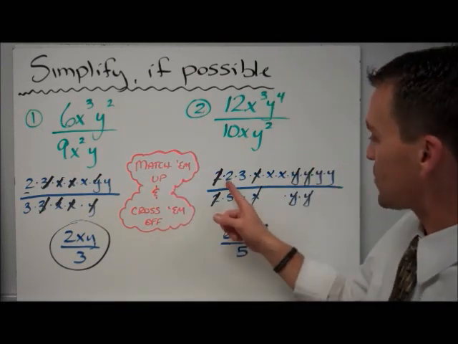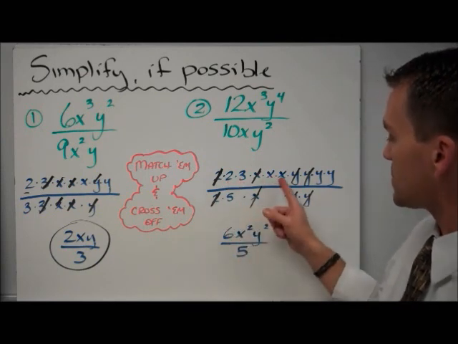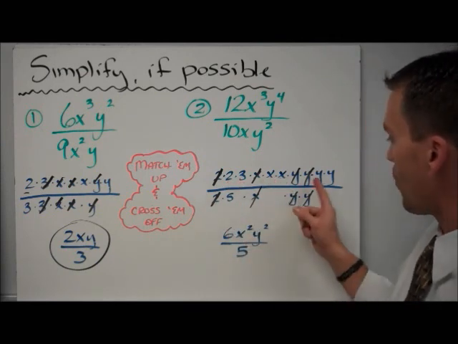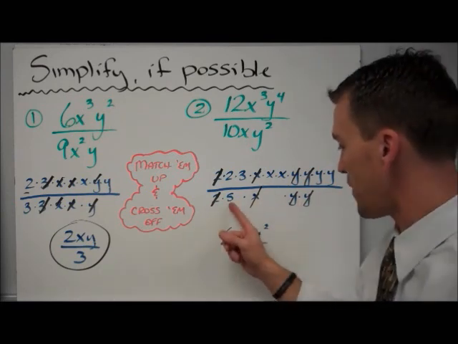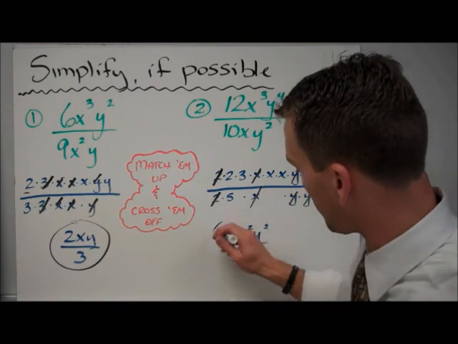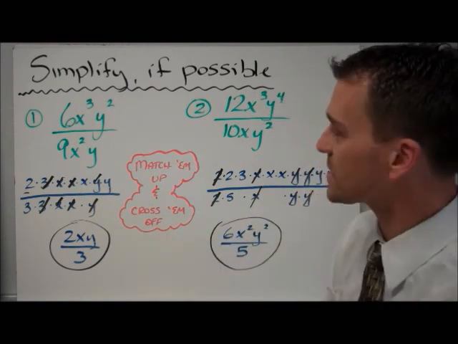So you can do this. 2 times 3 is a 6. X times x is just x squared. And y times y is y squared. And then the only thing I have left in the denominator is just a 5. And there's your answer. So here you go. So there's example number 2.